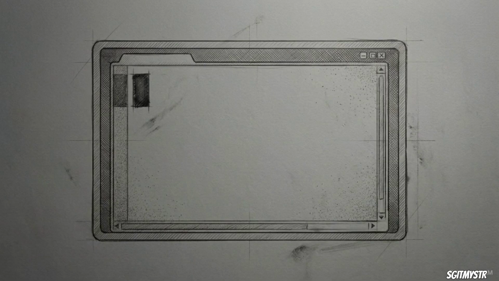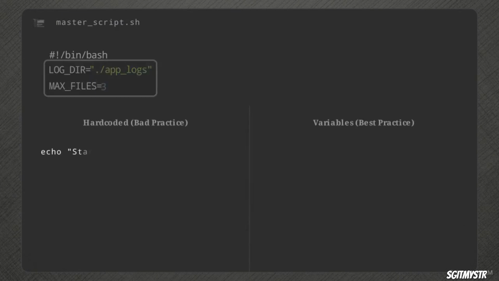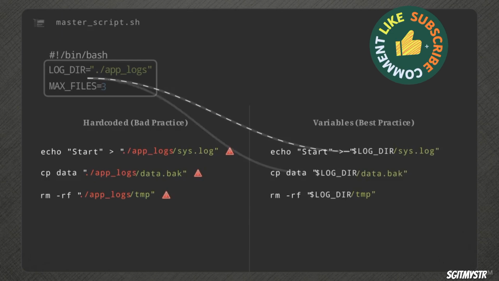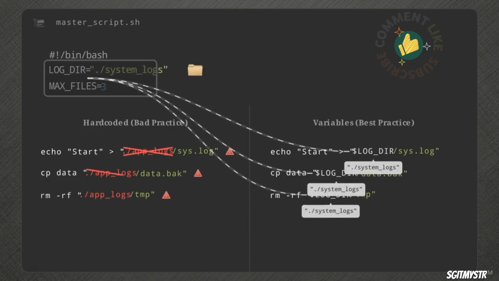Step 1 is establishing our script environment. We start with the bash shebang at the top and immediately define our 2 main variables: logdir to set our target folder and max files to limit how many files we generate. We define these at the top because hard-coding file paths directly inside your logic blocks is a maintenance nightmare. If you ever need to change the destination, variables give you a single, centralized point of control.